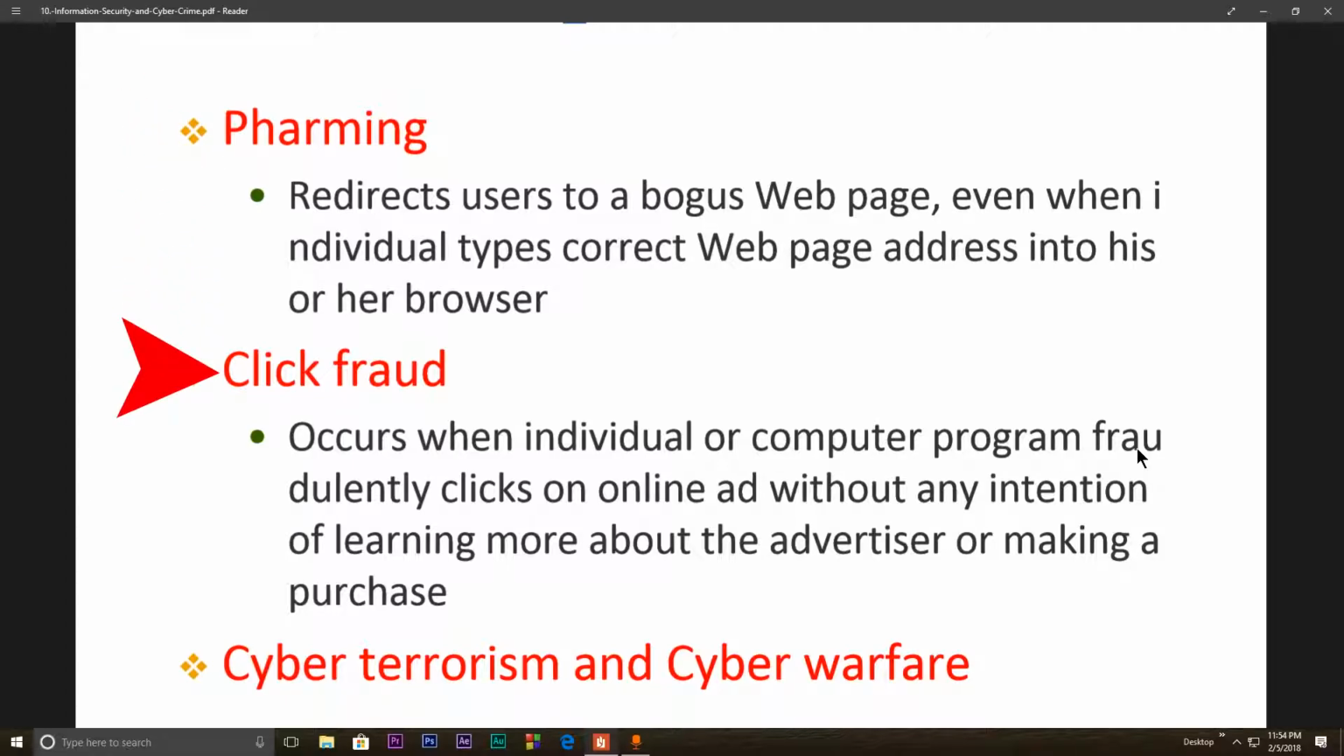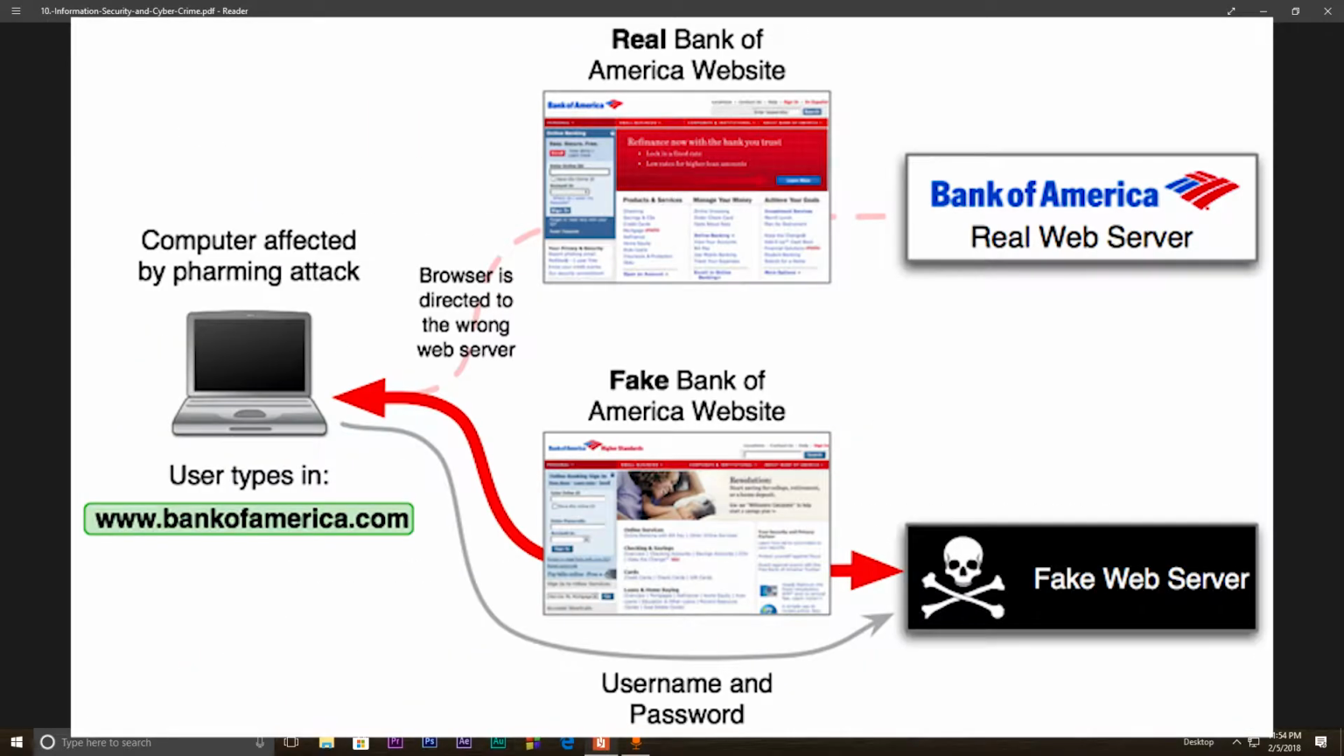Now let's talk about click fraud. It is exactly the same thing. It is defined as what occurs when an individual or computer program fraudulently clicks on an online ad without any intention of learning more about the advertiser. Suppose you click on something and you don't want to go to that particular ad link, but it actually redirects you to a particular advertiser to show you their product, etc.